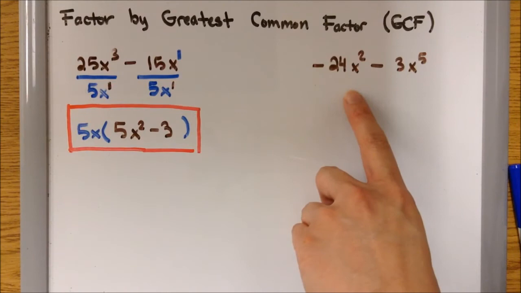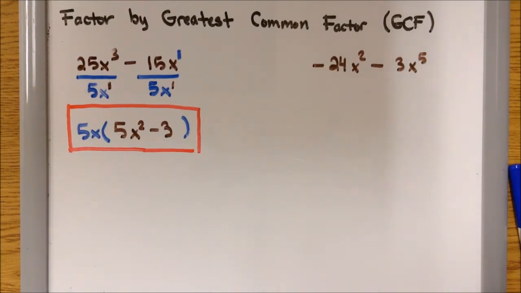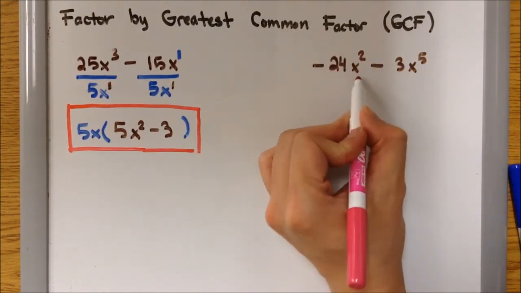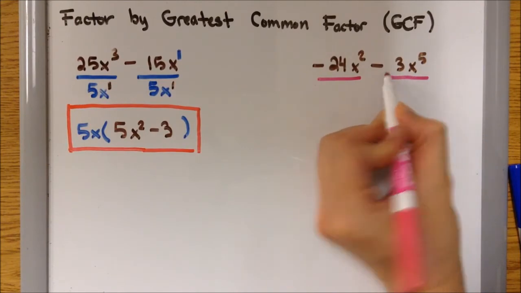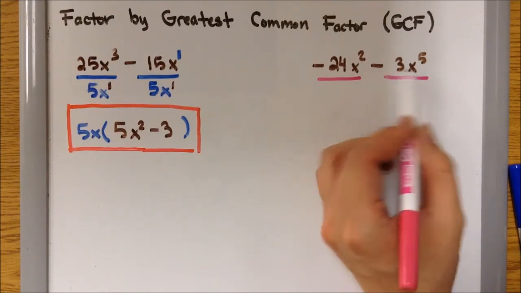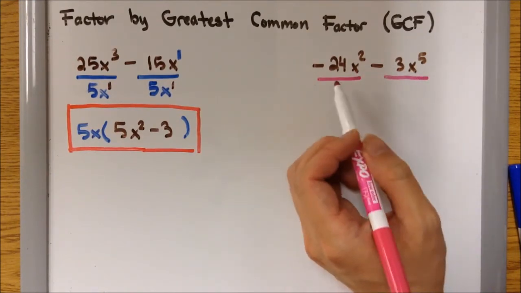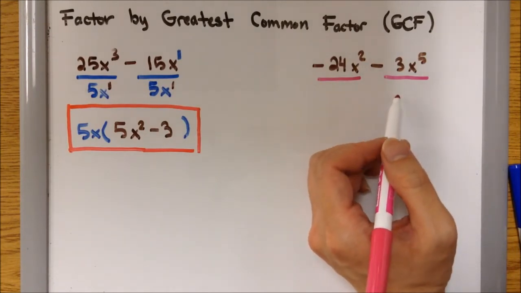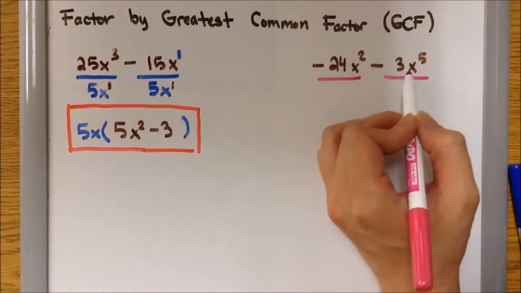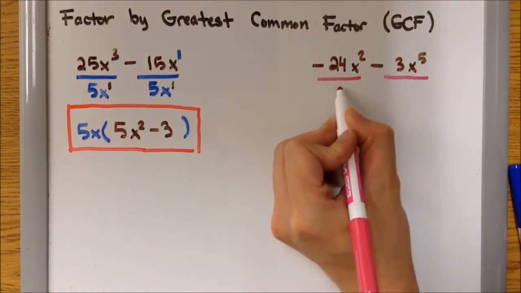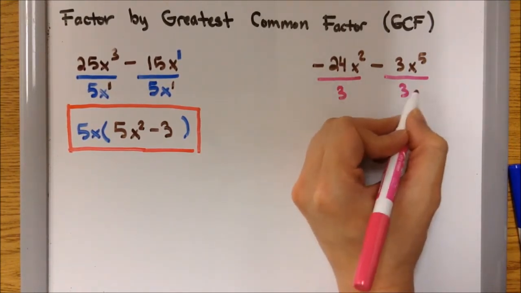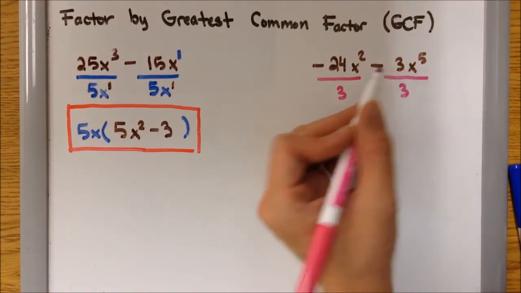Example 4. We have negative 24x squared minus 3x to the fifth. So our two terms are this. Now, besides the number, we have variables on both sides and they have the same letter. So we're going to factor out a common number and a common variable. If we look between negative 24 and negative 3, the only thing that is in common is 3, because 3 can go into 24 8 times. 3 can go into 3 itself 1 time.